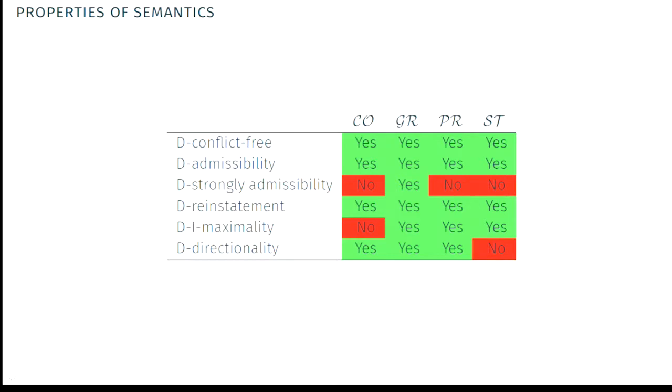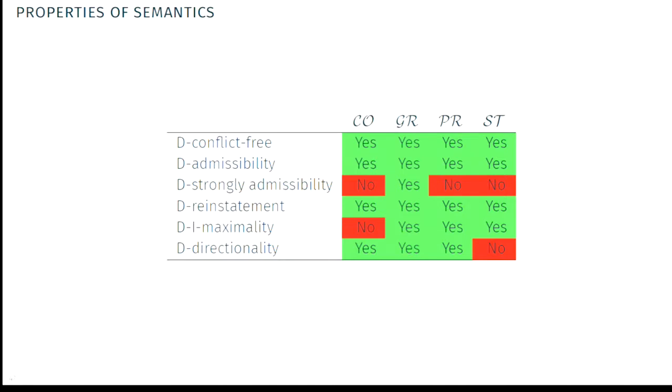Which means that, for instance, preferred, grounded, and stable satisfy maximality, which means that it is impossible to have two preferred extensions, one a superset of the other, but it is very much possible to have two complete extensions, one a superset of the other, which is actually the case. For instance, the grounded extension is always included in all the other complete extensions.